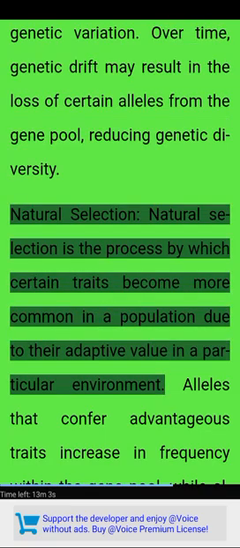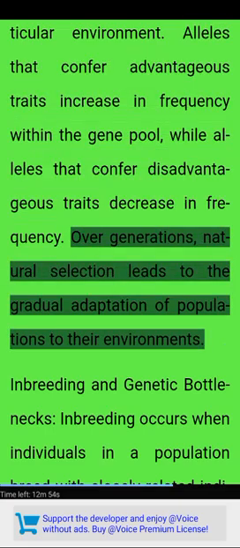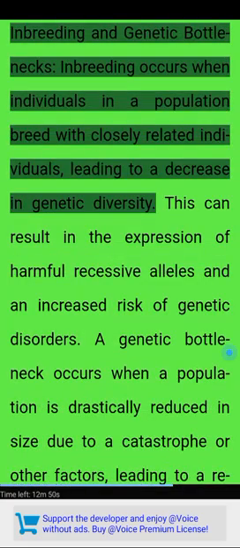Natural selection. Natural selection is the process by which certain traits become more common in a population due to their adaptive value in a particular environment. Alleles that confer advantageous traits increase in frequency within the gene pool, while alleles that confer disadvantageous traits decrease in frequency. Over generations, natural selection leads to the gradual adaptation of populations to their environments.